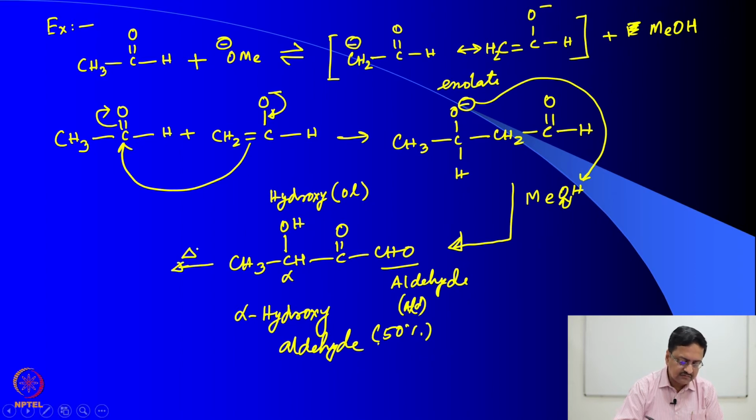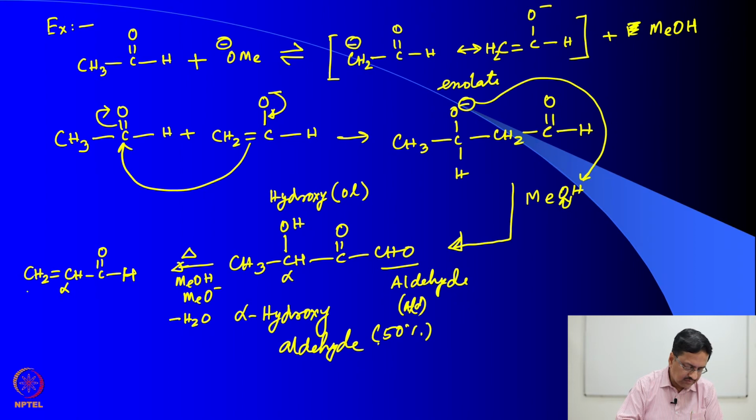If you heat this product in methanol in presence of the MeO minus base, then what we get is a very well known elimination reaction, and it eliminates a molecule of water and it forms CH2=CH-CHO, which is an alpha beta unsaturated aldehyde.